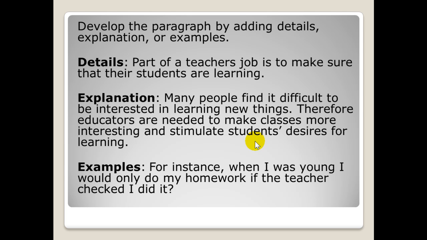Then finally, you can give an example, either of a famous person, an uncle's always good, even if you don't have an uncle, or even you can use yourself. We'll do this one with myself. For instance, when I was young, I would only do my homework if the teacher checked I did it. Actually, that's true. It's not so good that I'm a teacher, that I was a bad student, but in any case, many people have issues with motivation.